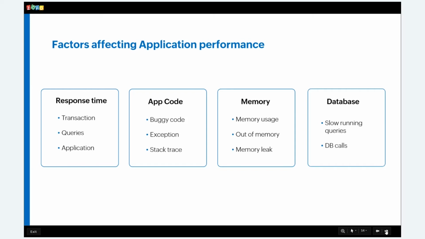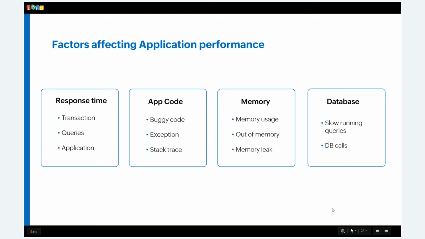Memory usage: when a high load transaction is taking place, we know out of memory exceptions will take place. Also, when users are accessing many web pages per second or due to high thread usage, a memory leak might happen. App code: we know buggy code will cause application performance issues. Web service calls, slow DB calls, and method calls will all result in app code issues. So these are some of the factors.